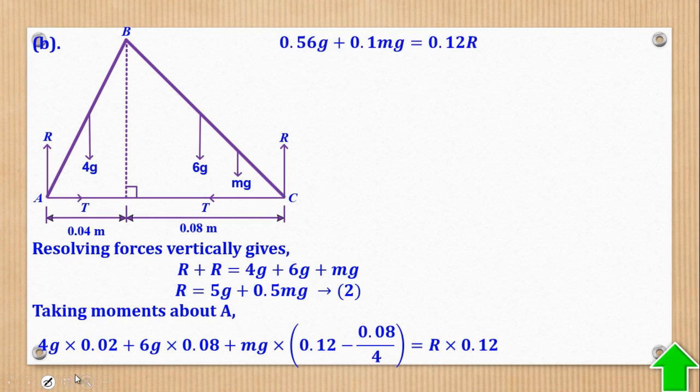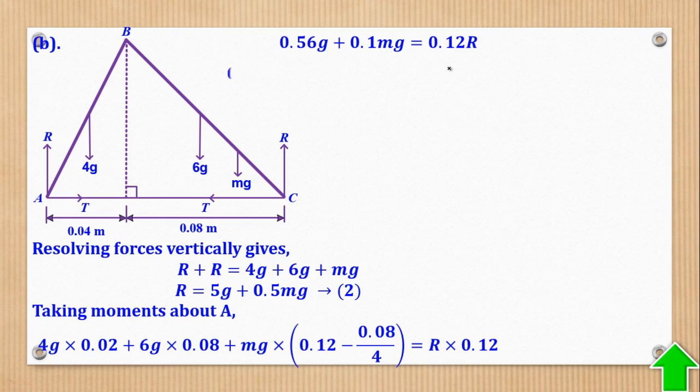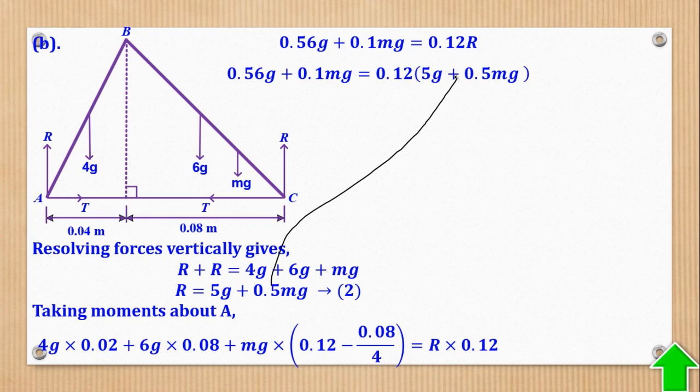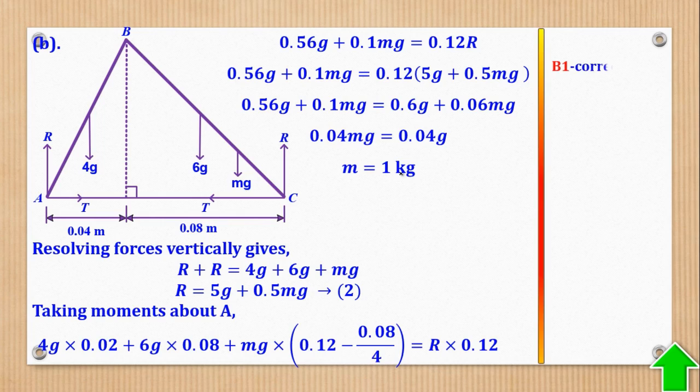So next is to simplify. The whole of this will give me that, then this gives me that, and this gives me that. Remember, my aim is to make M the subject. So when I substitute for R, remember R is this, I come and substitute there, come up with that, and when I open brackets, I come up with that. Then collect like terms, I come up with that, then making M the subject gives 1 kilogram. So the body is supposed to be of mass 1 kilogram. So basically that's what they wanted.